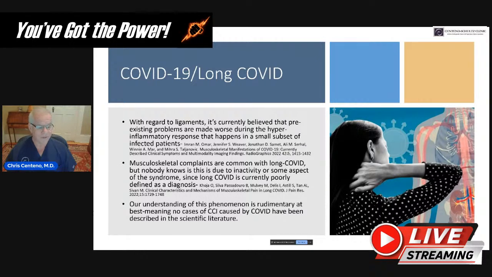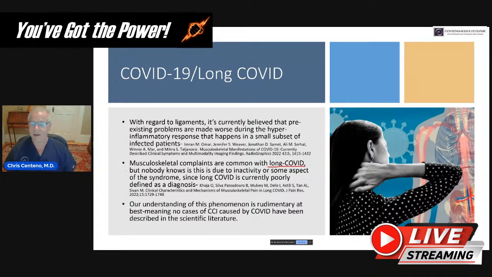And we know that musculoskeletal problems, or at least complaints, are pretty common in long COVID, but no one really knows what this is caused by. Is it caused by long COVID? Is it caused by inactivity? So this is kind of poorly understood at this point. So bottom line is, with COVID and all musculoskeletal complaints, our knowledge is pretty rudimentary right now.